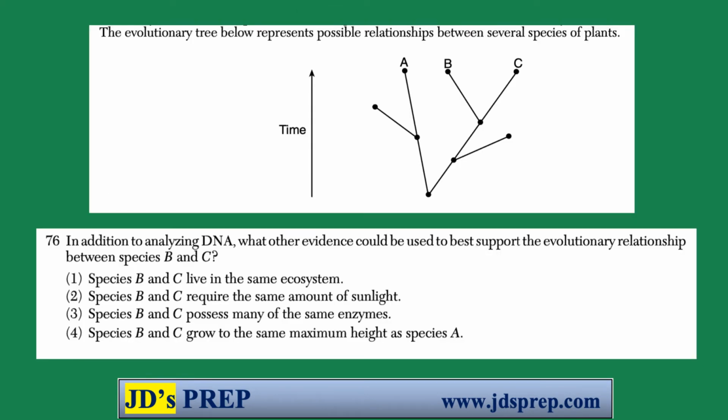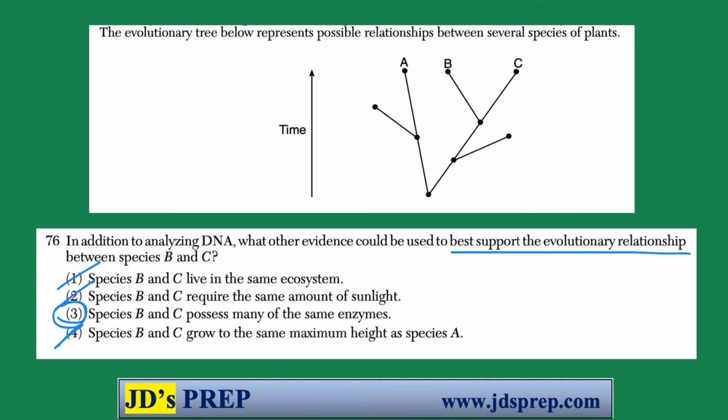So, in addition to analyzing DNA, what other evidence could be used to best support the evolutionary relationship between species B and C? Living in the same ecosystem, using the same amount of sunlight, growing to the same maximum height, those are all things that can very much happen between species that are not very closely related at all. So those can be eliminated.